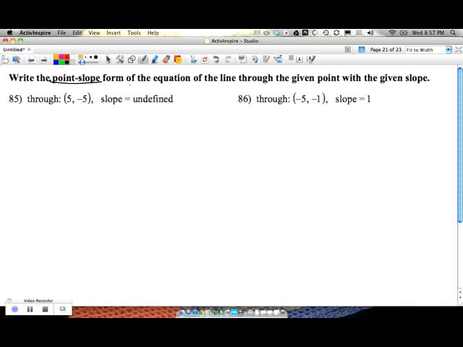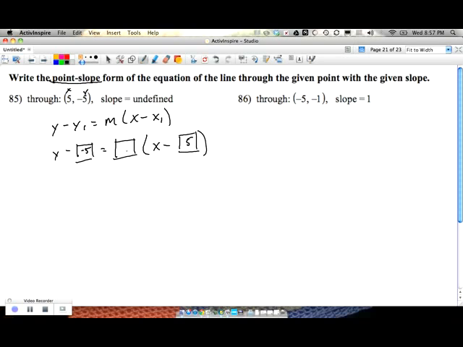Write the point-slope form of the equation of a line through the given point and the given slope. Okay, so point-slope form is going to be y minus y1 equals the slope m times x minus x1. So as I'm looking at this, I really just need to fill in the y value, the slope, and the x value. Well, let's plug them in. The y value is here, that's negative 5. The x value is here, that's 5. And the slope is undefined.